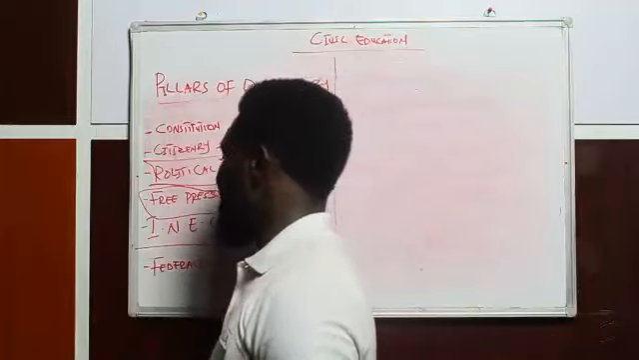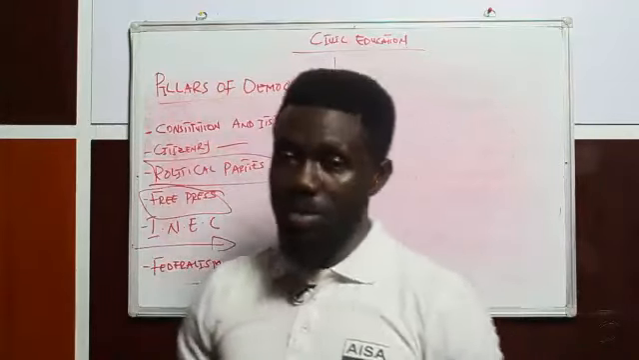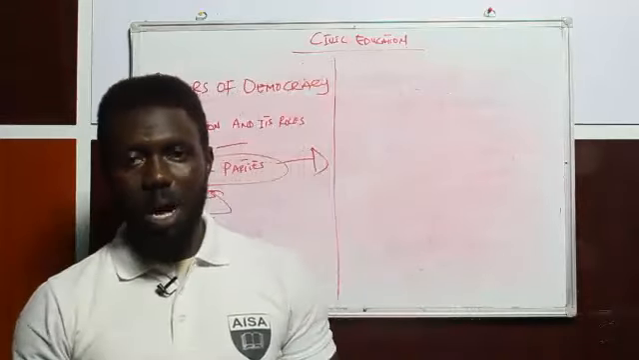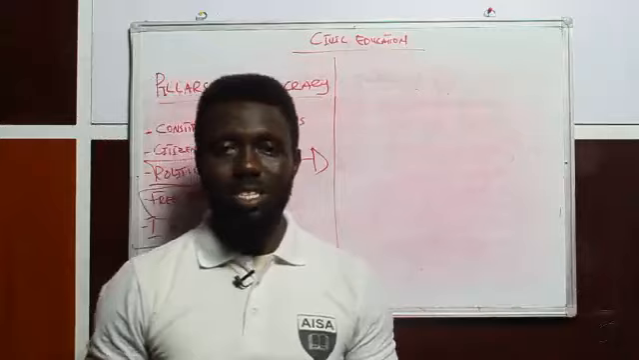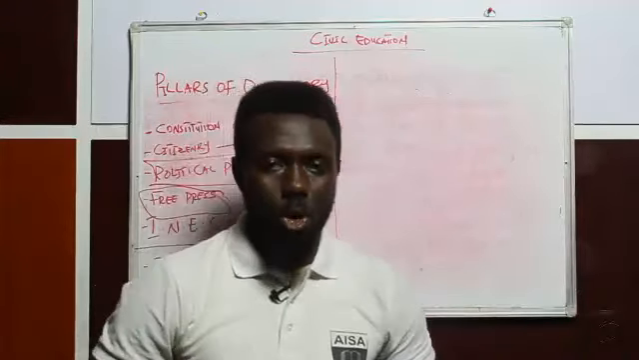We talked about INEC, the Independent National Electoral Commission, and then finally we talked about federalism, where we say federalism is a practice of government where there is constitutional division of power between the 3 tiers of government, which is the federal, state, and local government.